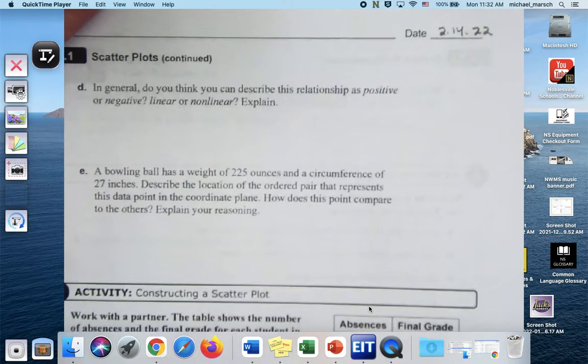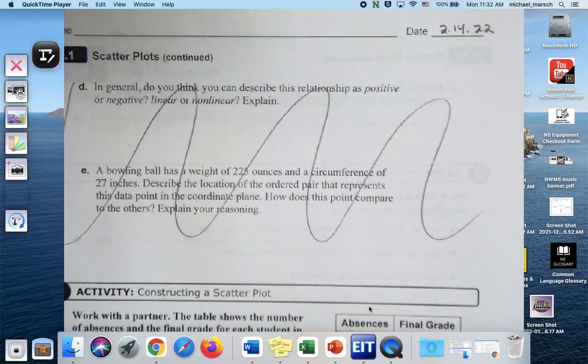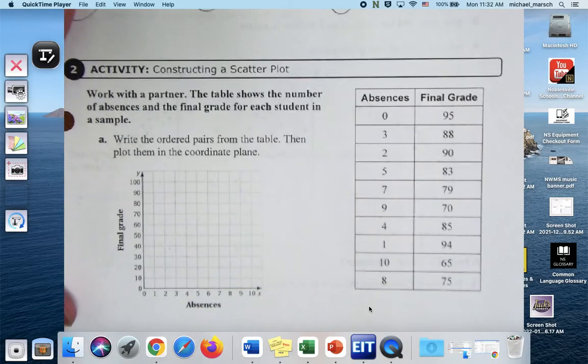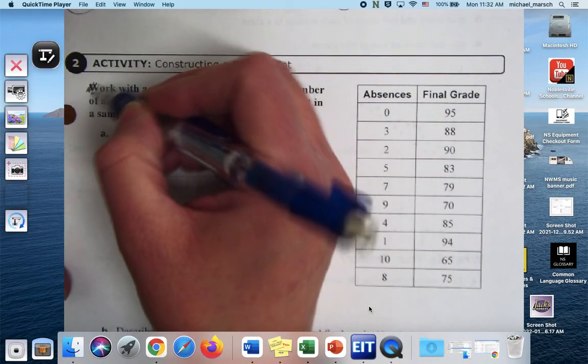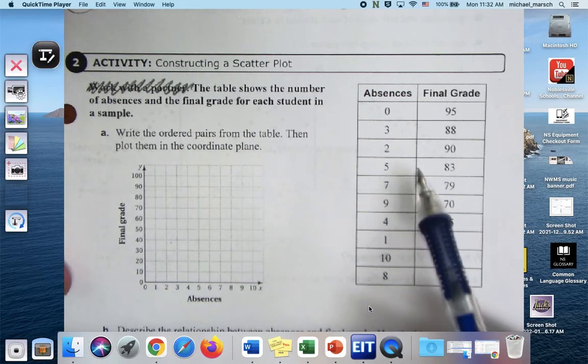22. We're going to skip these first two problems because I did not give you the papers for those, so we're skipping those. We're going to focus here at the bottom of this page. Cross out where it says work with a partner. You're just going to do it by yourself.